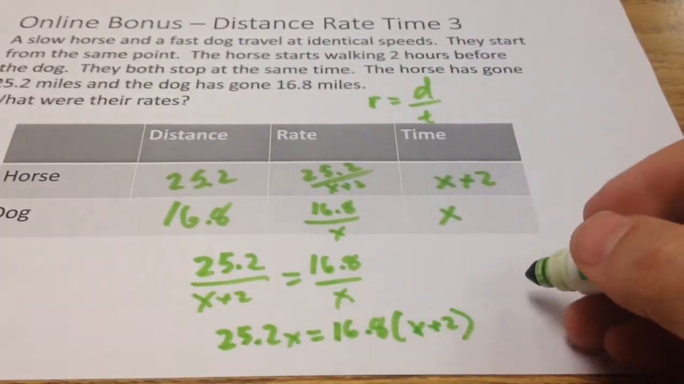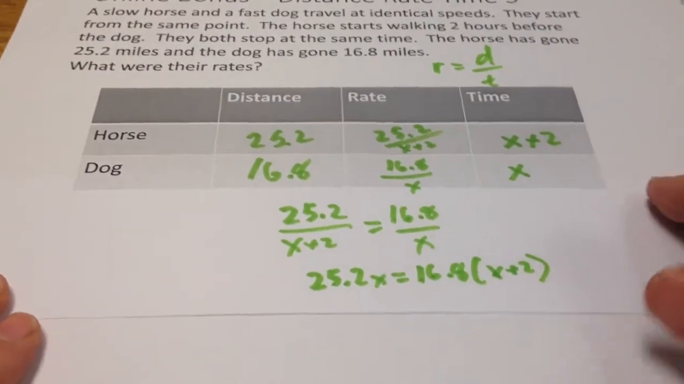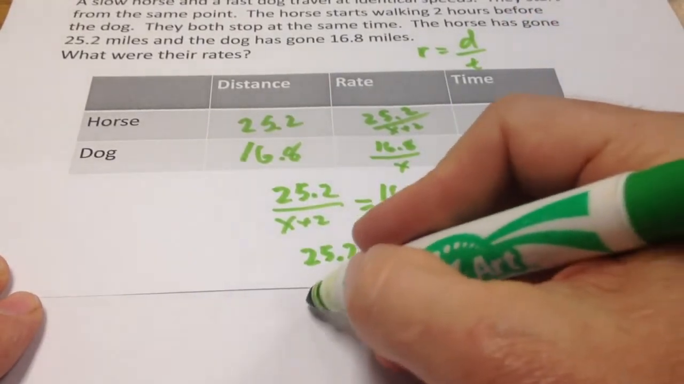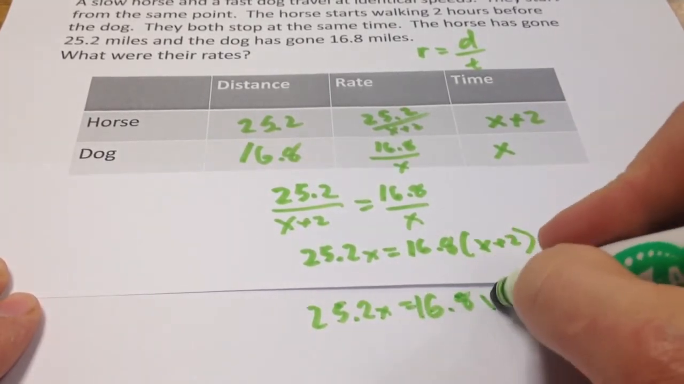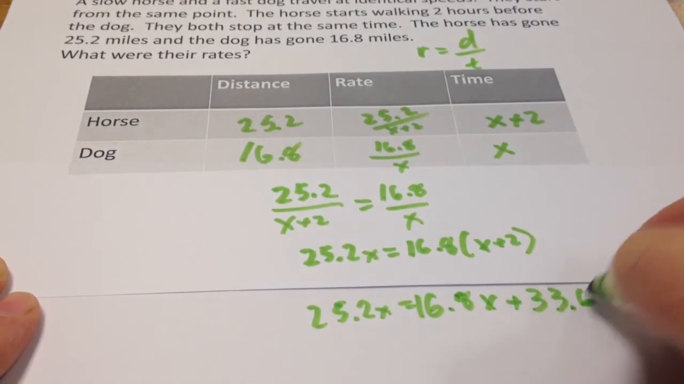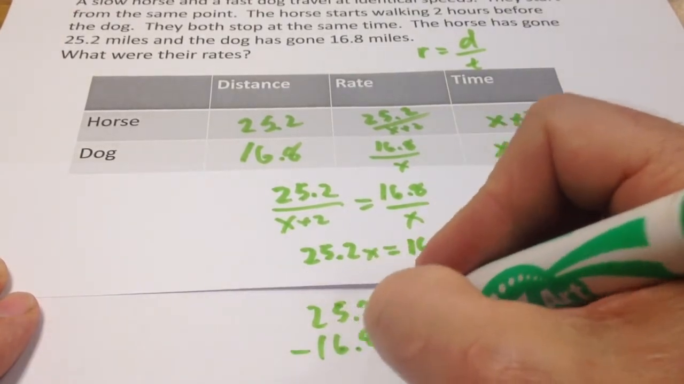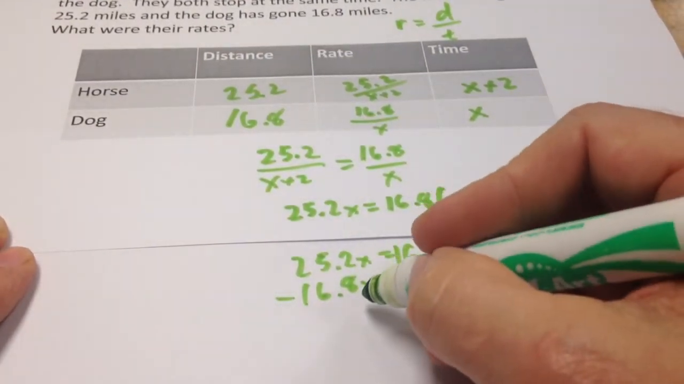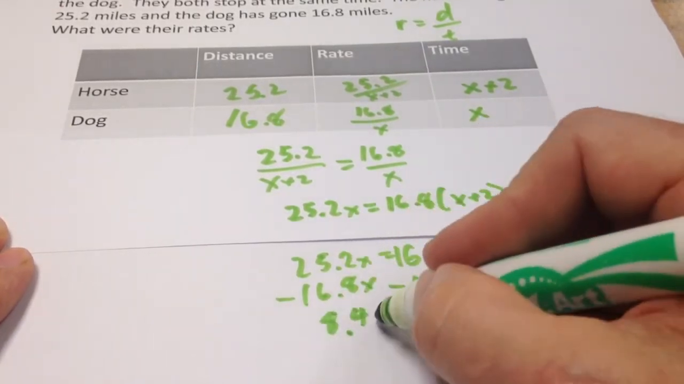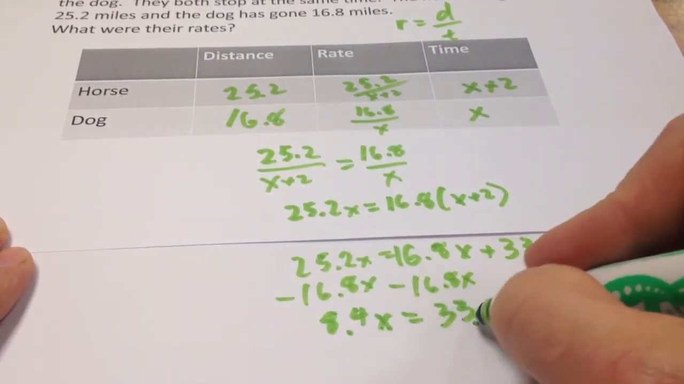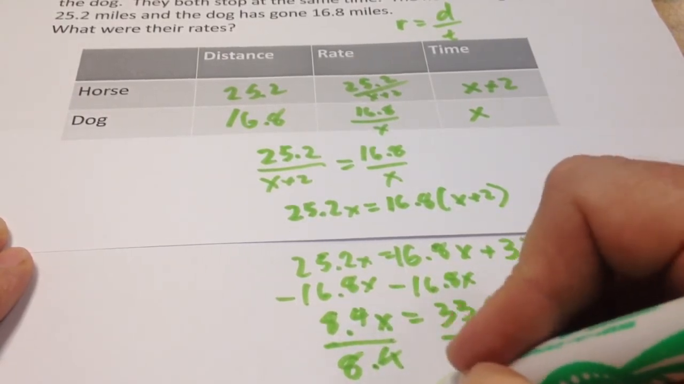And then I'm running out of room here, so I will grab some scratch paper and rearrange things a bit. So then we've got just 25.2x equals 16.8x and 33.6. I can minus the 16.8x from both sides. Am I still on the screen? I am. And that's going to give me 8.4x equals 33.6. And then when I divide by the 8.4 and 8.4, I get x.